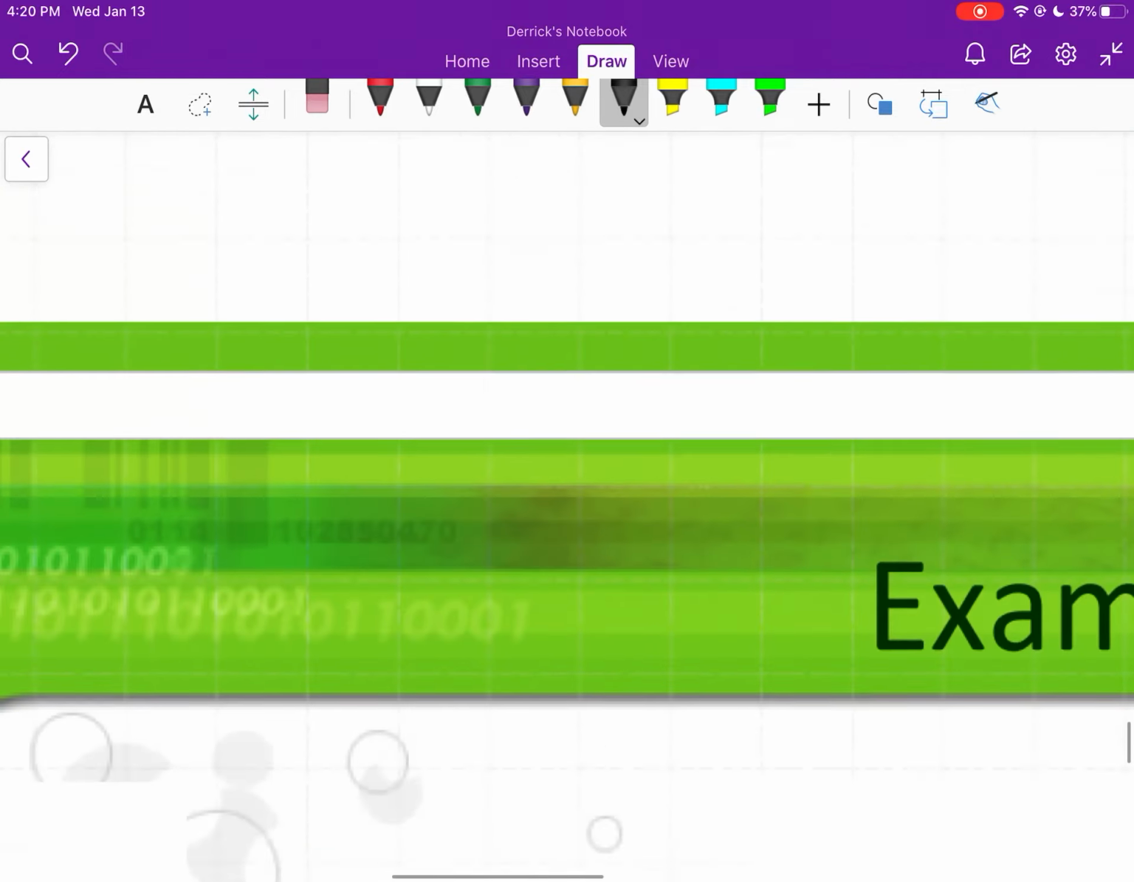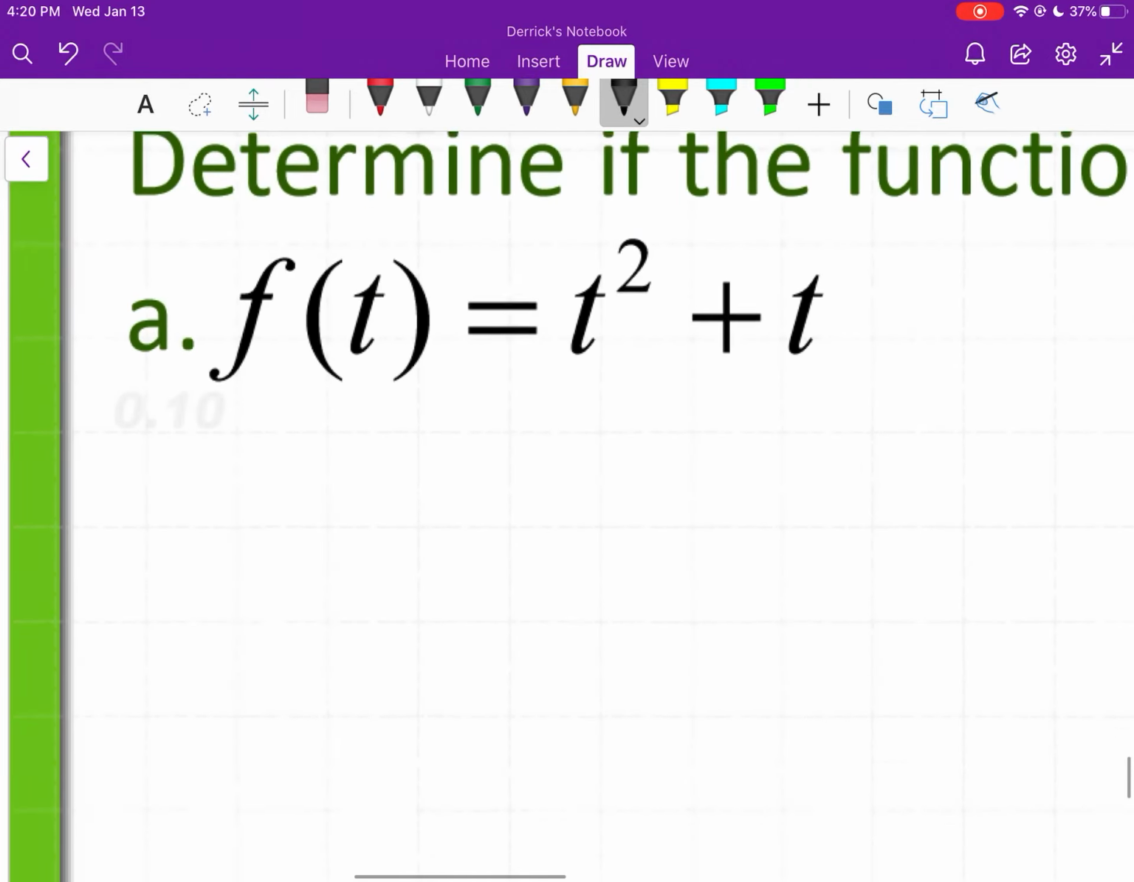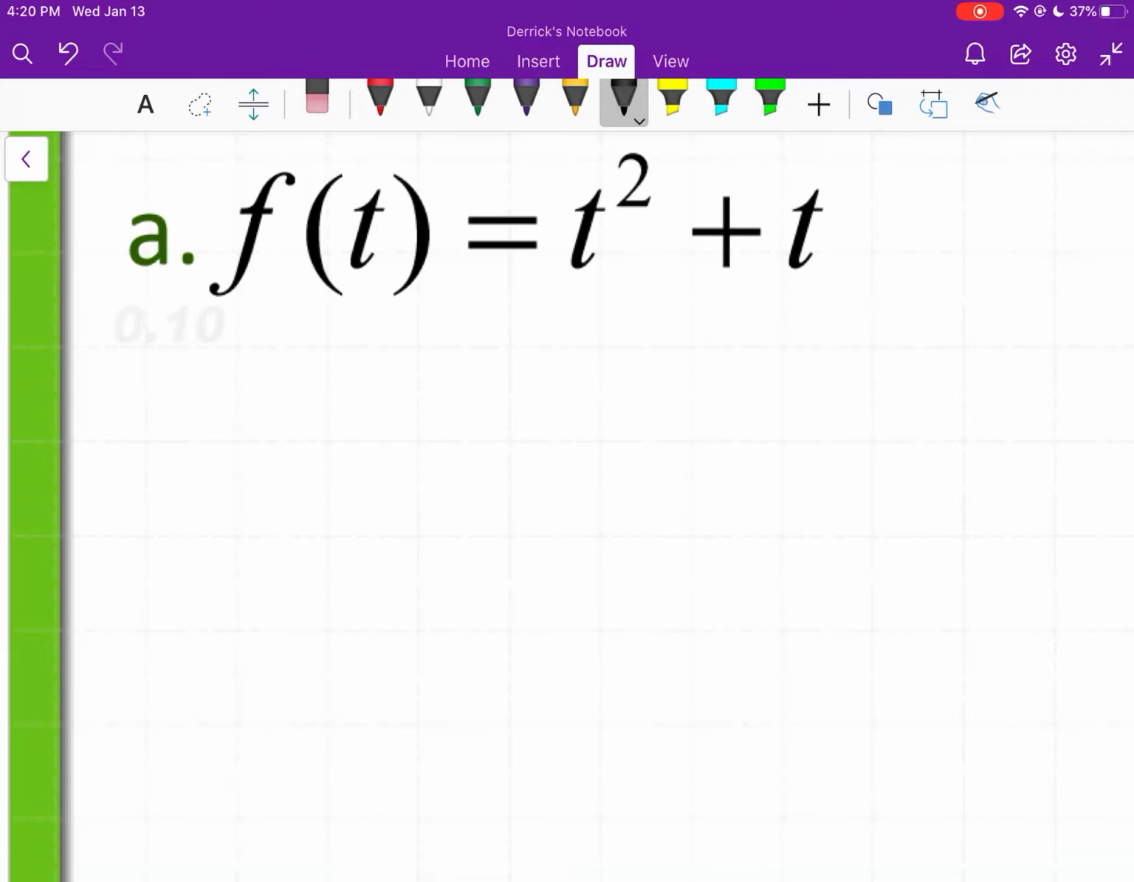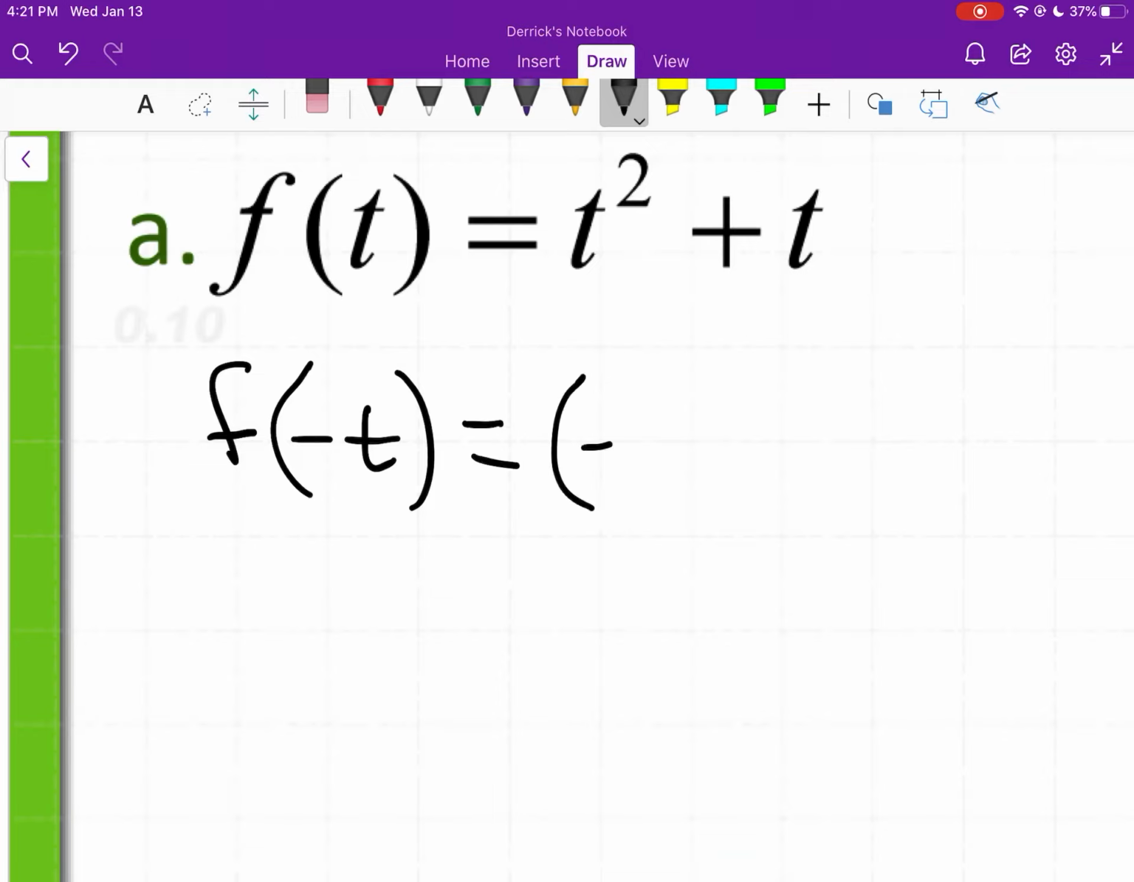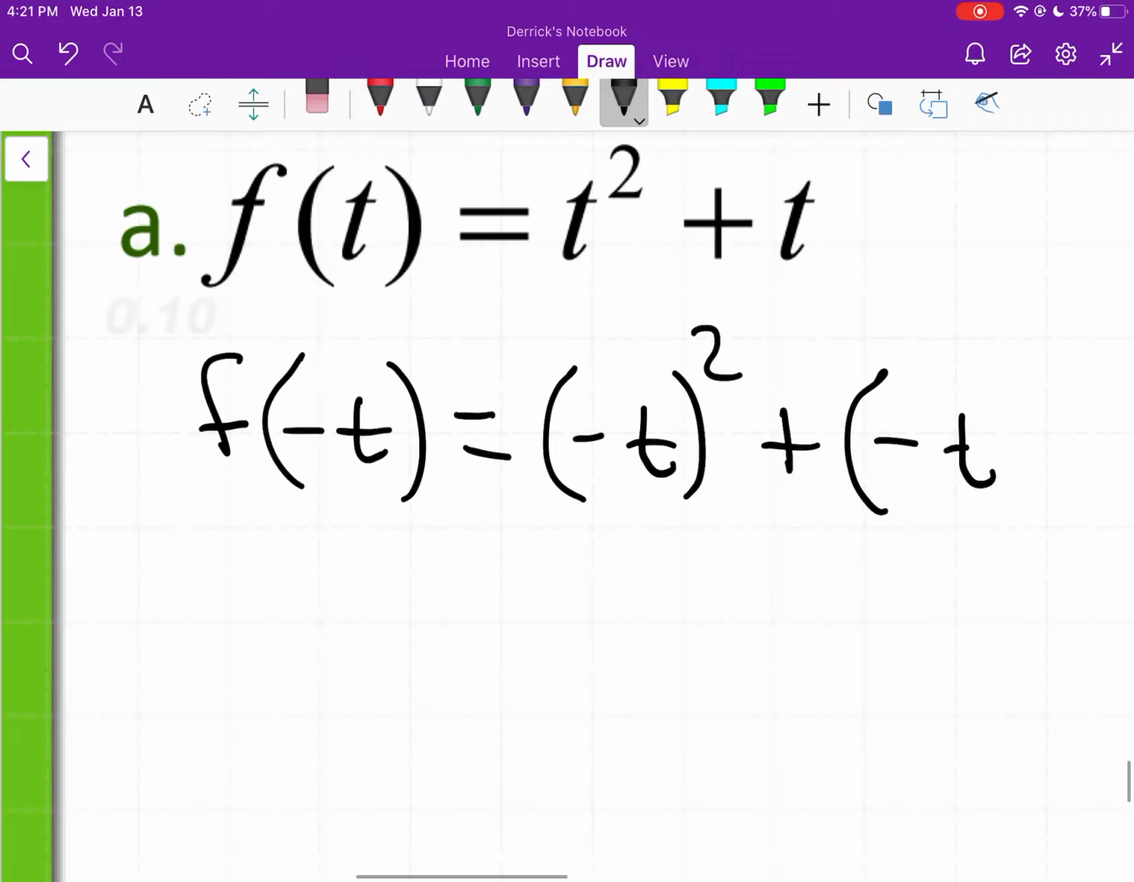Let's do one more example. Let's say I gave you this function. f of t equals t squared plus t. We would want to do f of negative t. Don't be thrown off by the fact that it's t instead of x. t is our input. We just want to plug in the negative version of our input. So that would give us, instead of t squared, a negative t squared. And instead of being plus t, it'd be plus a negative t.